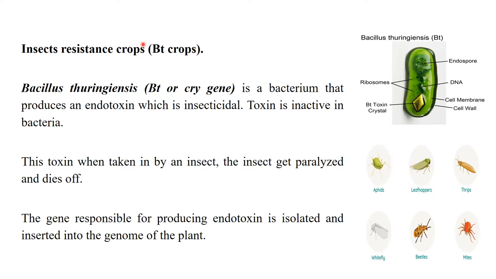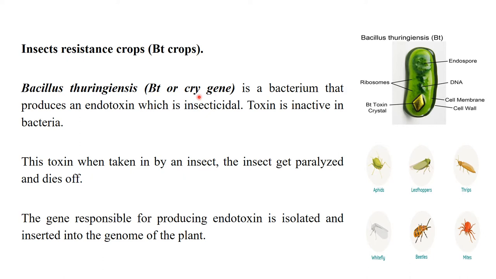BT crops are safe to humans, safe to food, safe to plants, and there is no effect of BT crops on the plants themselves. BT comes from the bacterium Bacillus thuringiensis. This bacterium has a gene that is called the cry gene. Why is it called the cry gene?